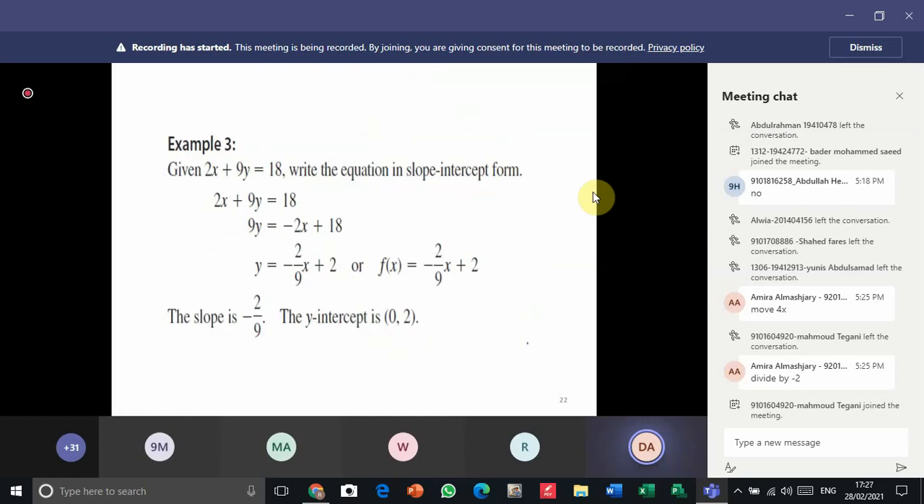Example: write this equation. We have this equation. We need to convert it to slope-intercept form. To convert to slope-intercept form, we must move terms to get negative 2x. By dividing by 9, we have the slope. Okay, the slope equals what? Negative 2 over 9. The y-intercept equals (0, 2).